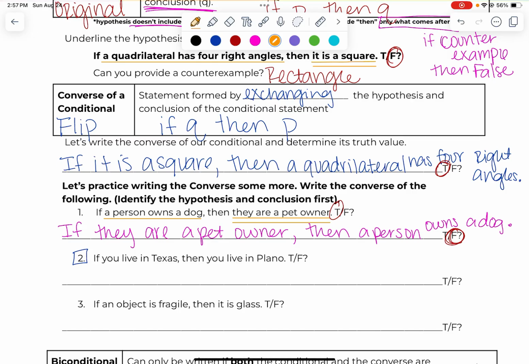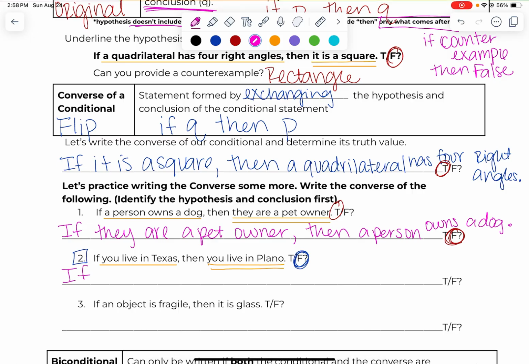All right, welcome back. So if you live in Texas, then you live in Plano. Okay, we're going to underline the hypothesis once, the conclusion twice. Now, if we live in Texas, we could live in Plano, but we could also live in Dallas or McKinney, anywhere. So this statement would be false. But the whole point is to find the converse.